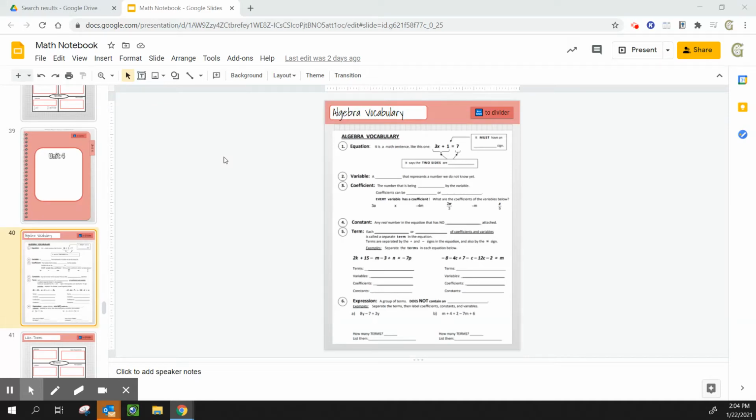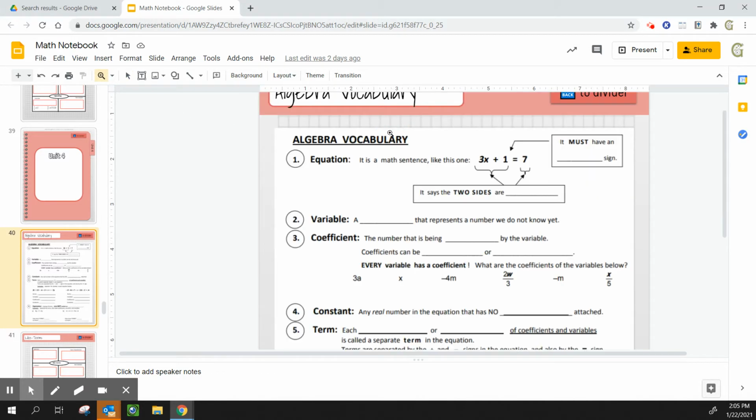Okay, so having finished our work with computation, we're going to move into looking at some of the algebra concepts that we're going to talk about this year. To get ready for that, there's a little bit of vocabulary that you need to know and remember from sixth grade that's going to help you be successful this year. We're going to start with the page called Algebra Vocabulary in your math notebook, and we'll go ahead and fill in the information that's here.